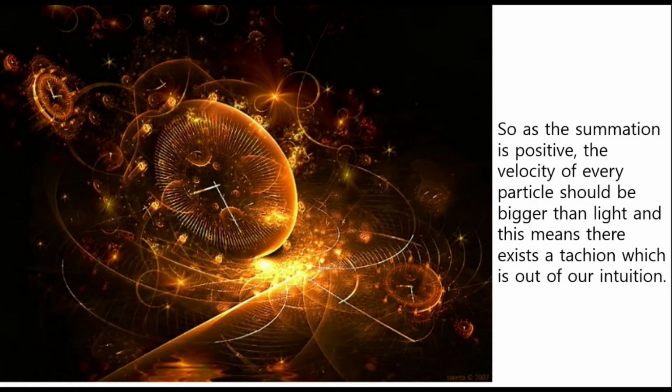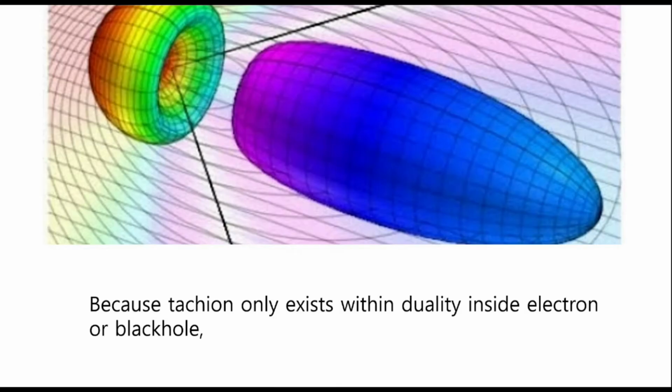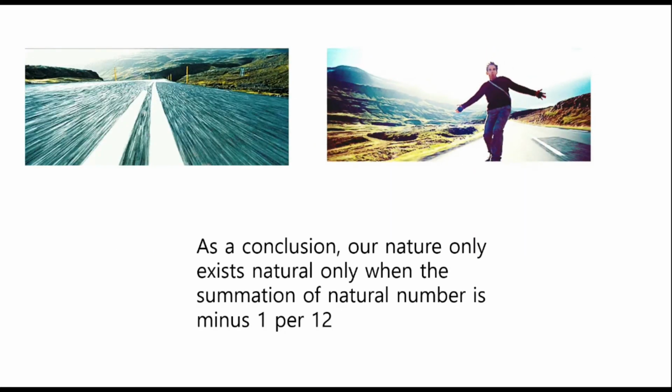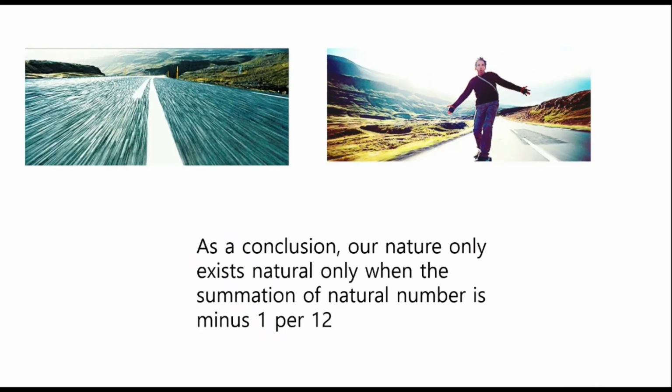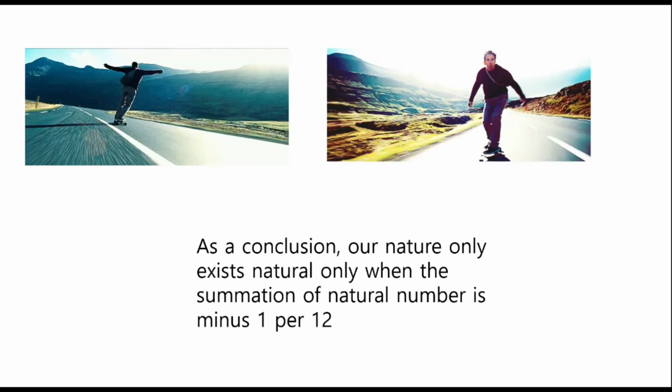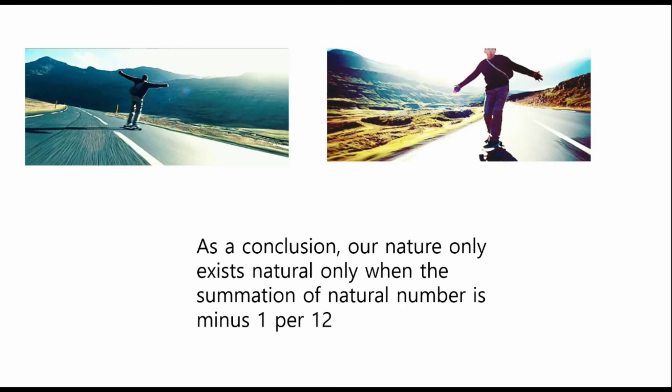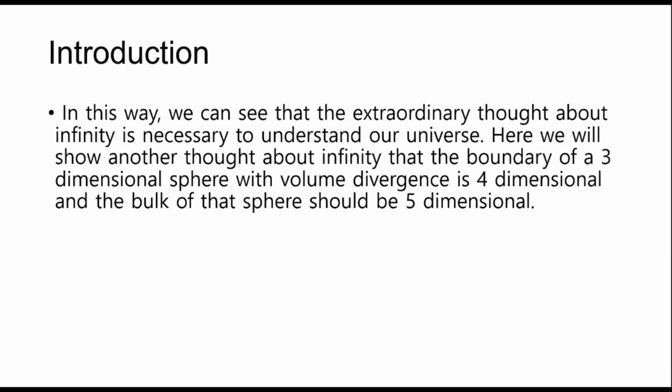So if the summation is positive, the velocity of every particle should be bigger than light, and this means there exists a tachyon, which is out of our intuition, because a tachyon only exists with duality inside an electron and a black hole. As a conclusion, our nature only exists naturally when the summation of natural numbers is minus 1/12. In this way, we can see that the extraordinary thought about infinity is necessary to understand our universe.